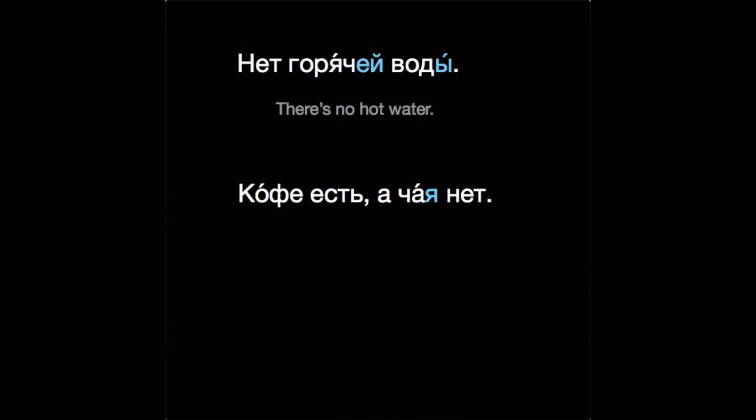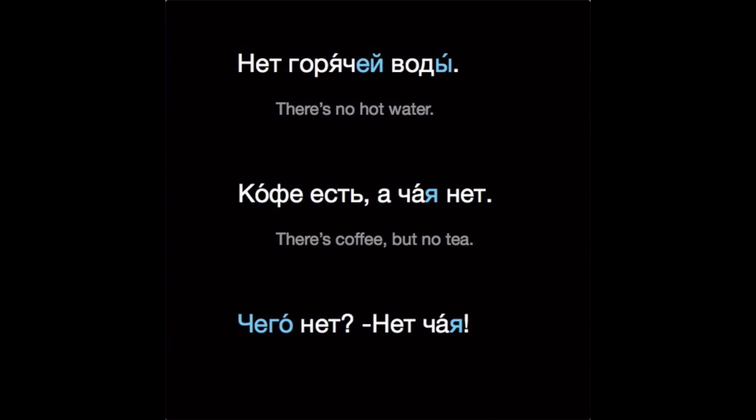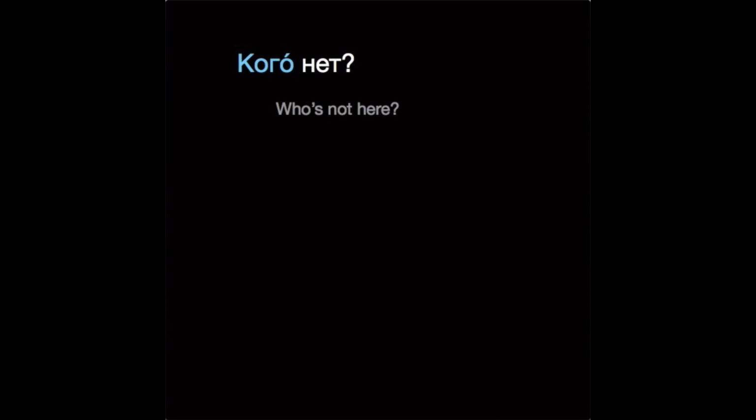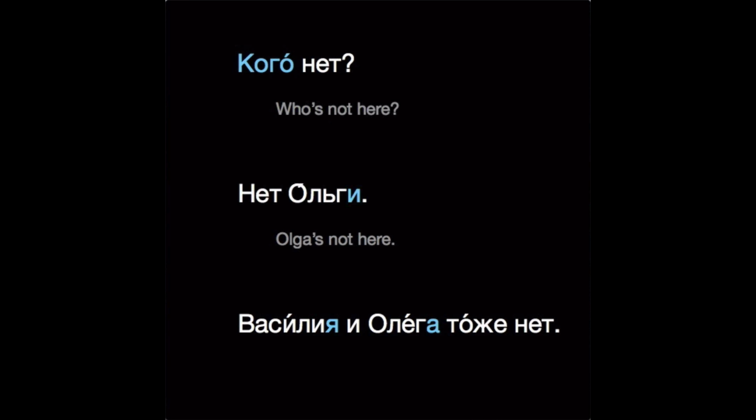Just a few more examples. You'll see that word order is really free here. The нет can precede or it can follow the word that it's referring to. Нет горячей воды. Кофе есть, а чая нет. Чего нет? Нет чая. Кого нет? Нет Ольги. Василия и Олега тоже нет.